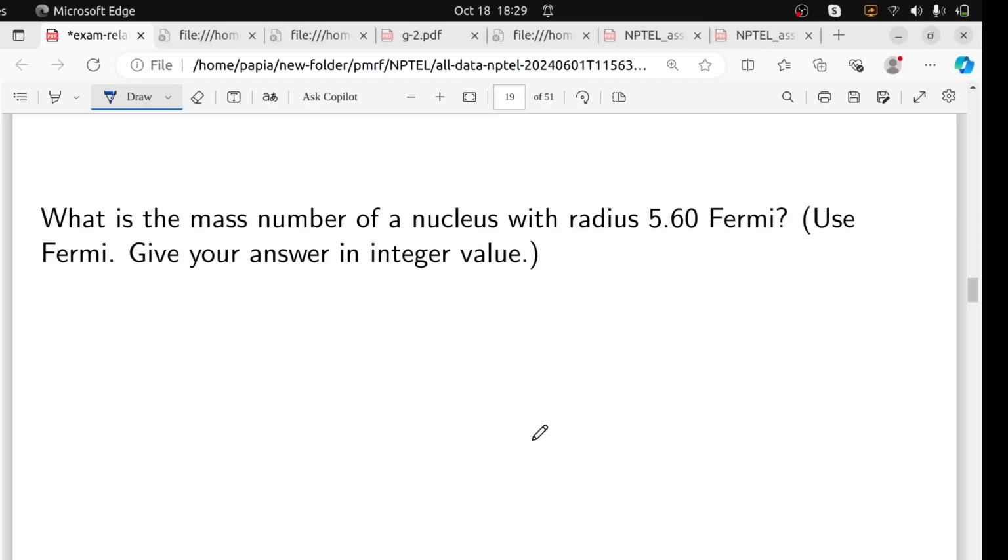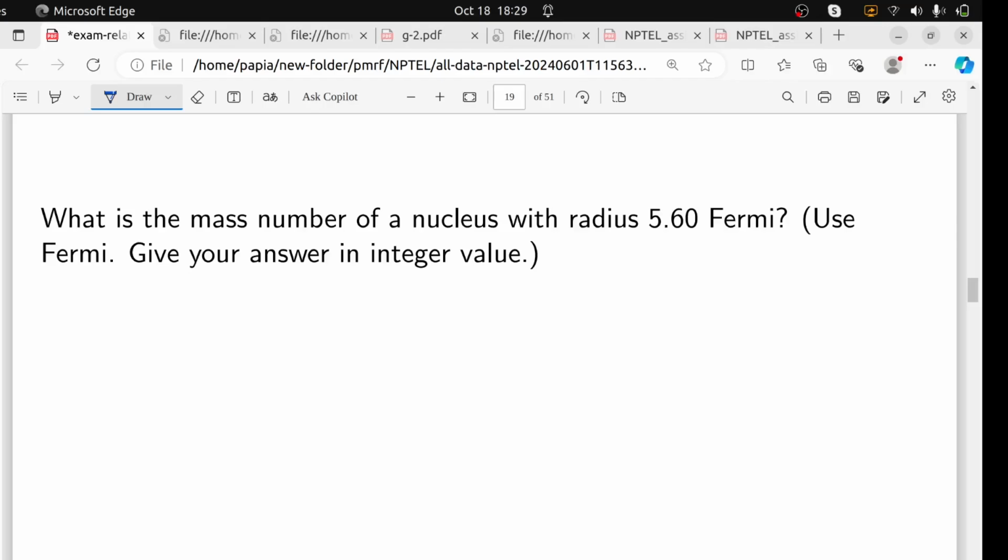Okay, what is the mass number of a nucleus with radius 5.60 Fermi? Use Fermi, give your answer in integer value. Just calculate quickly, because you all have a calculator in your laptop, in your mobile, in anything. So for that, first of all, whatever is given, I will just write quickly. That is the best way to do any mathematical calculation: whatever is given in the question, you just write it down. And after that, you will think what we need to know.